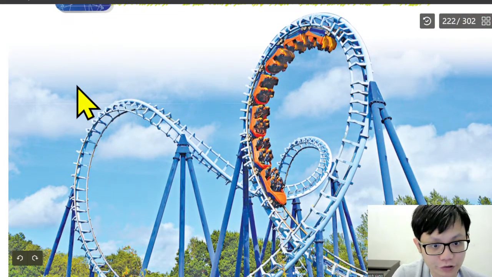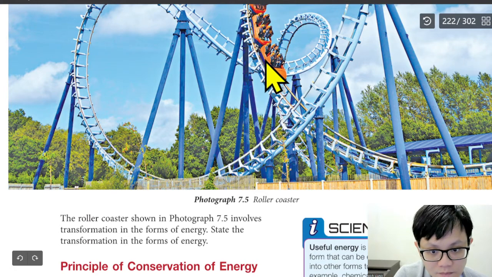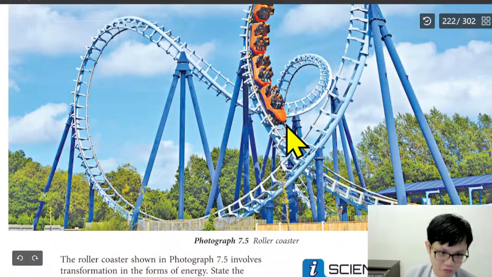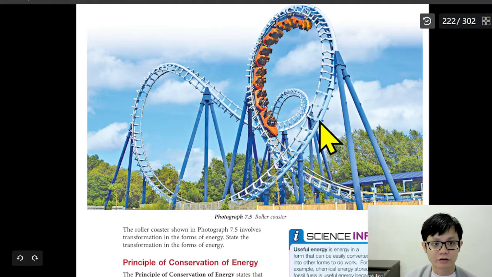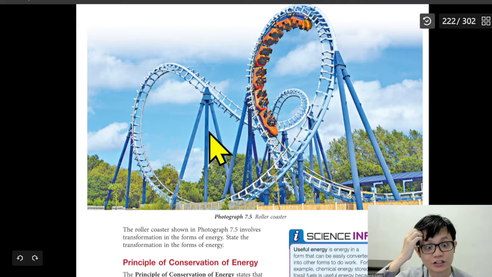Okay, 7.3, conservation of energy. They put here a roller coaster, and I think they chose a very good picture. Why do they want to put a roller coaster? Because from the roller coaster we can see the conservation of energy.